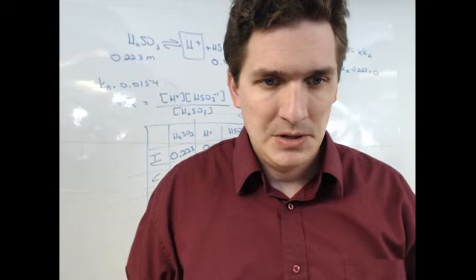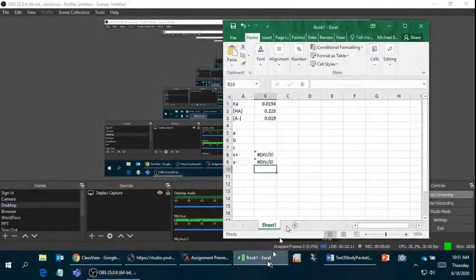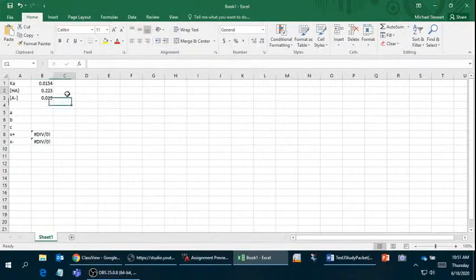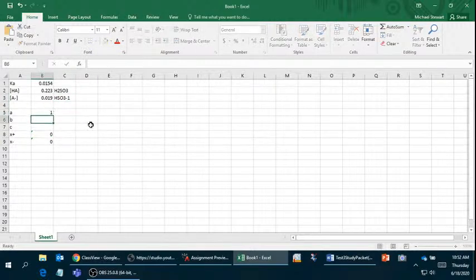So let me share the Excel sheet with you now. Okay, desktop. This is the starting concentration of the H2SO3. This is the starting concentration of the HSO3-. From the equation I had written on the board, the A term is what's multiplied by X squared, that's 1. The B term is going to be the 0.0190 plus the Ka. And our C term is going to be negative Ka times 0.223.